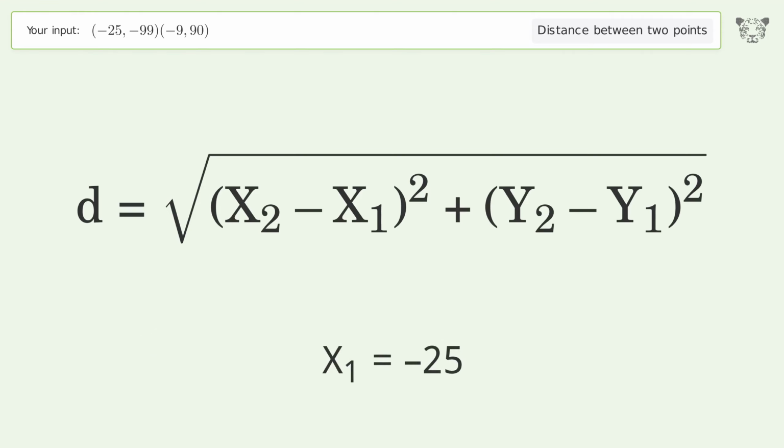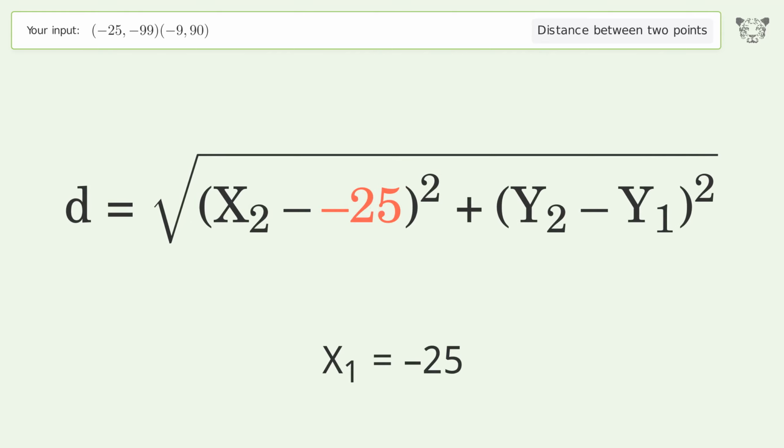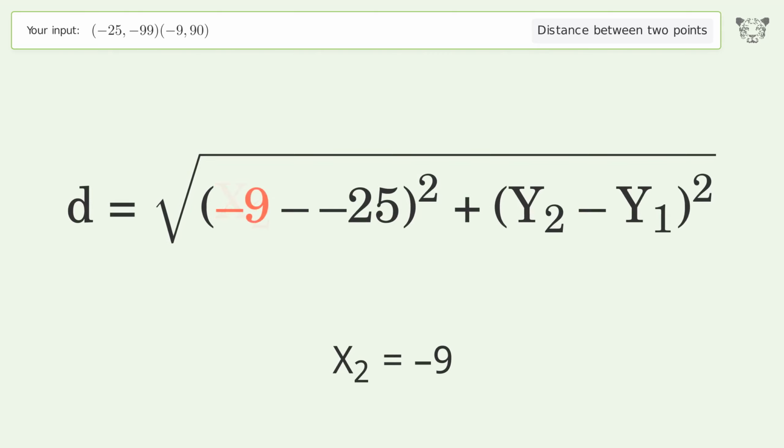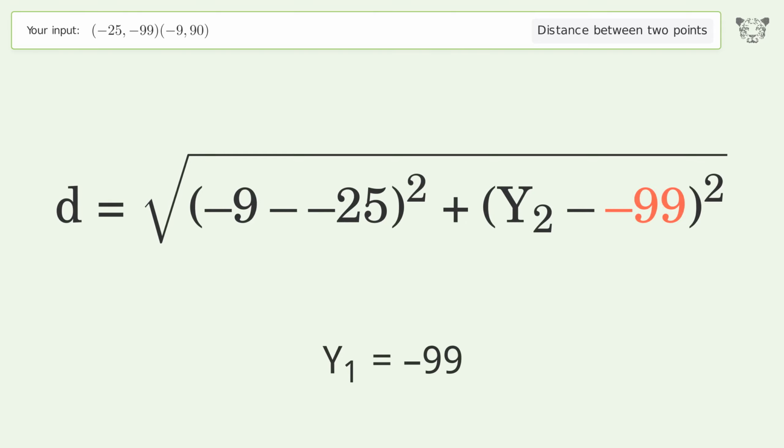x1 equals negative 25. x2 equals negative 9. y1 equals negative 99. y2 equals 90.